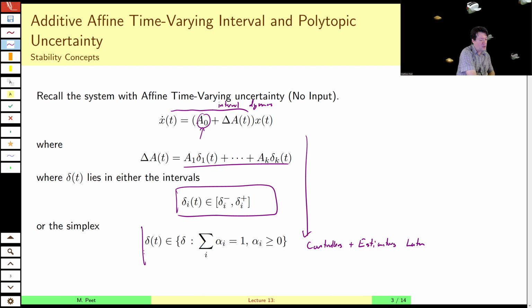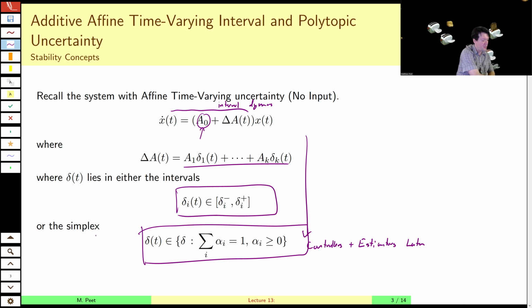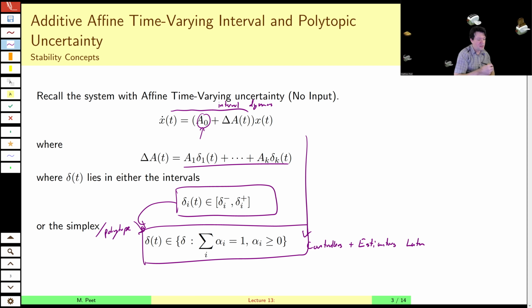We have the interval and we have the polytopic case, the simplex polytope. And we'll consider them more or less in a unified way, so we won't actually consider them separately. We'll focus on the polytope, and then we'll show that the interval case can be reformulated in terms of a polytope. But we'll get there shortly.